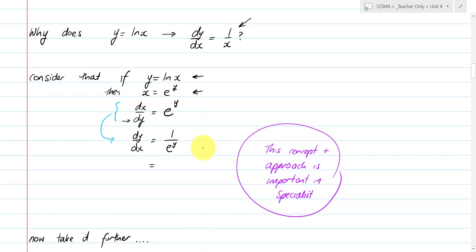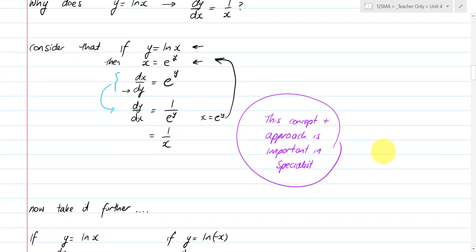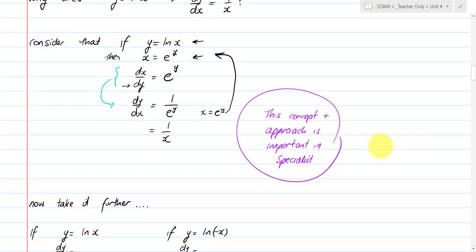And of course, we know that x equals e to the y. That came in up here. And so therefore, this is just equal to 1 over x, which is exactly what we're trying to prove. That's the mathematical reason why dy/dx equals 1 over x when the original function was log x. It's pretty much to do with the fact that when you derive an exponential, you get yourself. So this will be important later on, in chapters 13 and 14 of our work in unit 4.